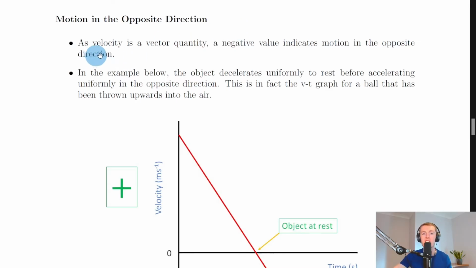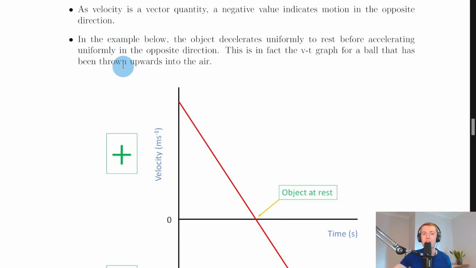So it says here that as velocity is a vector quantity, a negative value indicates motion in the opposite direction. So in the example below, the object decelerates uniformly to rest before accelerating uniformly in the opposite direction. This is in fact the velocity time graph for a ball that has been thrown upwards into the air and then travels back down towards the ground.